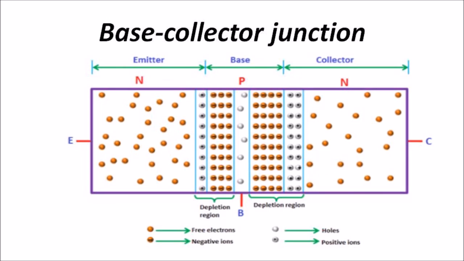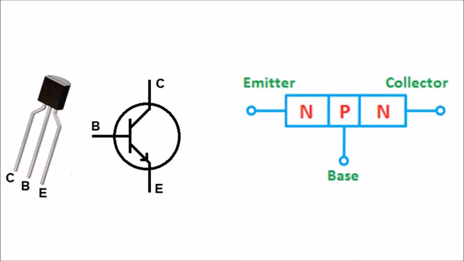However, the depletion layer width at the collector side is more than the depletion layer width at the emitter side. This is because the collector region is lightly doped compared to the emitter region. So my dear students, these are the basic concepts of an NPN transistor, and we have discussed the unbiased condition of an NPN transistor.